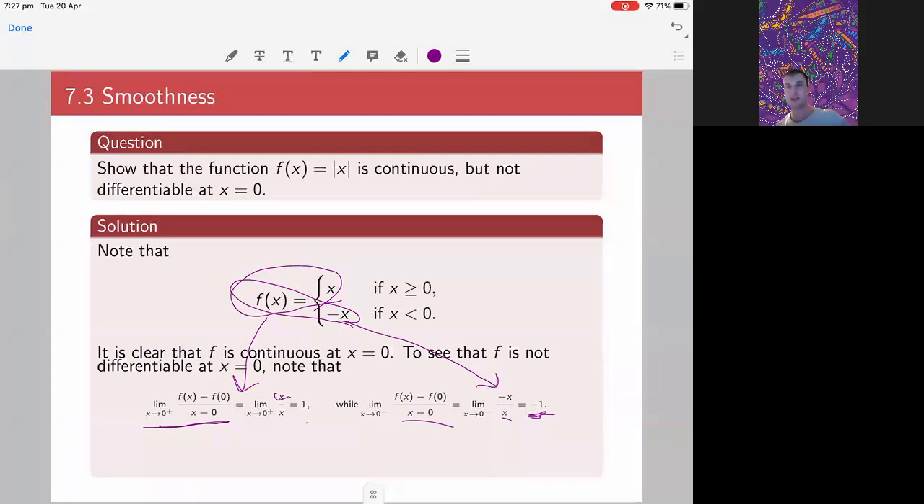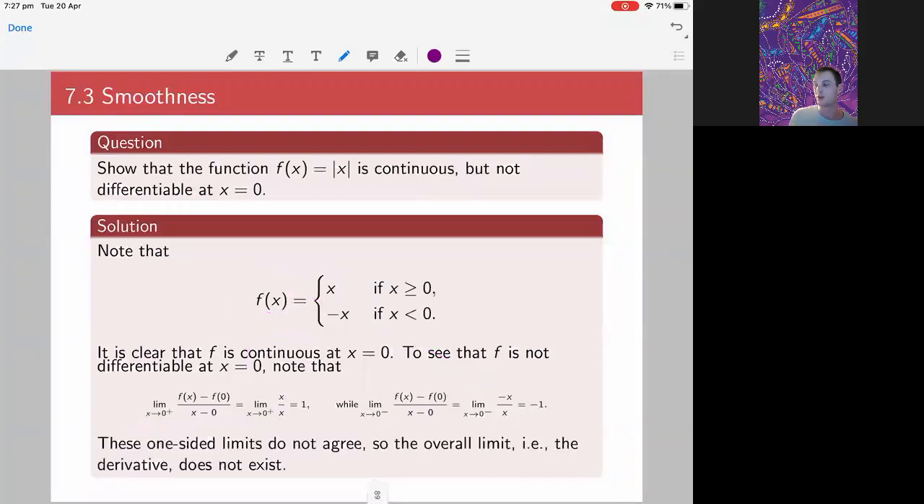These one-sided limits both exist, but they're different. And so that means that the overall limit can't exist, which means that the derivative does not exist. Graphically, I think it's quite clear why that's the case, because remember, the derivative is meant to be describing a slope. And at this point here, we've got two different slopes. We've got one shooting that way, and we've got one shooting that way. They're different slopes, and so the function is not differentiable here.